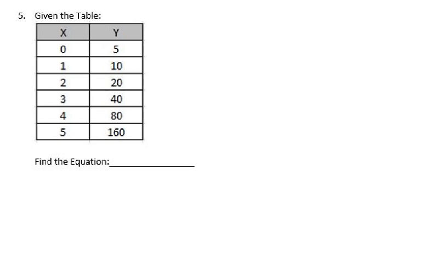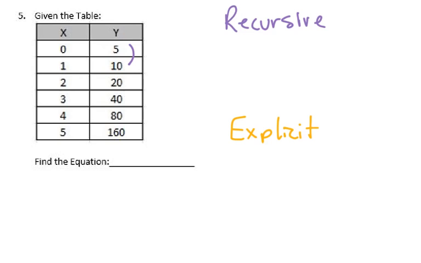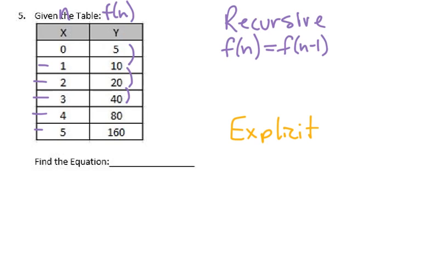Alright, now, given a table, find an equation. Now remember, we've got two types of equations that we've learned, recursive and explicit. We'll take either one. Okay, for recursive, remember, it's based off of the previous. It connects the y values based off which number you're talking about. And we typically say it like this. We'd probably want to say n and f of n. Okay, we'd go f of n, so the next number equals f of n minus 1, the previous number.